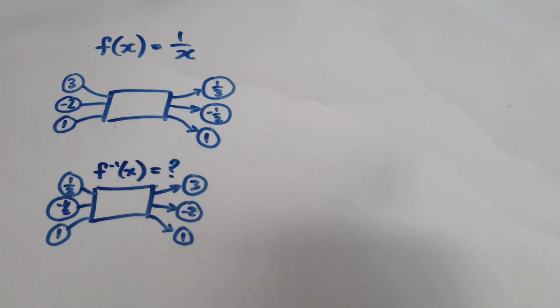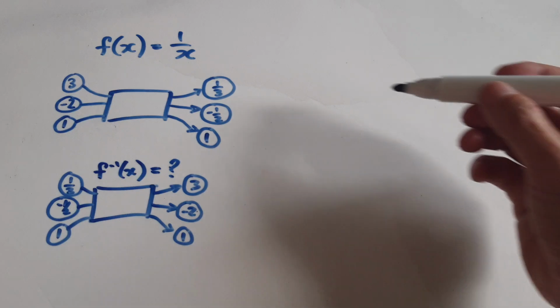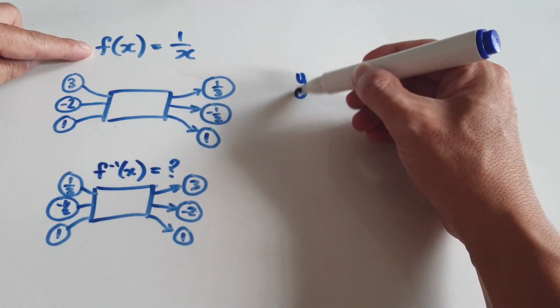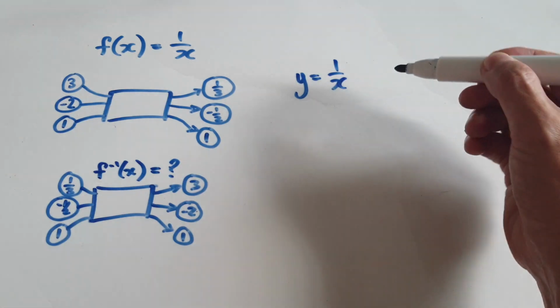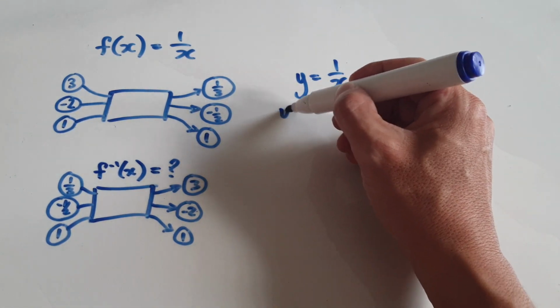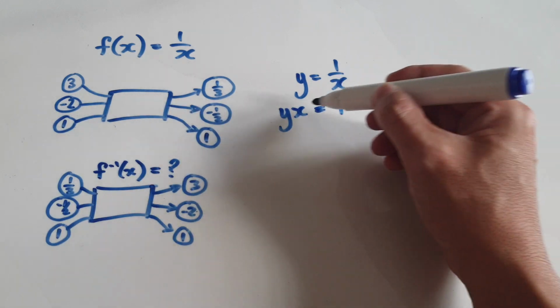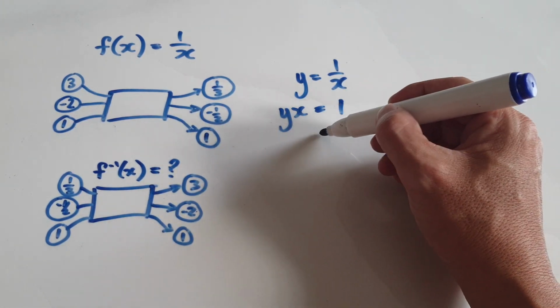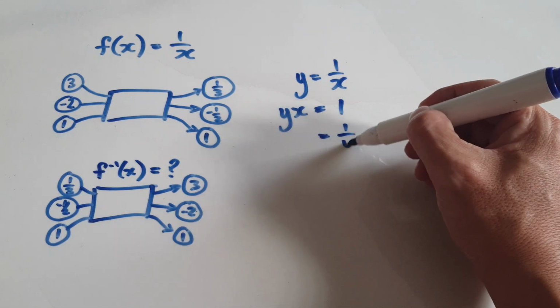It's a tricky one. Okay, so to do this, the trick was to replace this with y. So y equals 1 over x. Now make x the subject. Times both sides by x. So that will then give you this. And you want to make x the subject, so divide both sides by y. So take this down, divided by y.